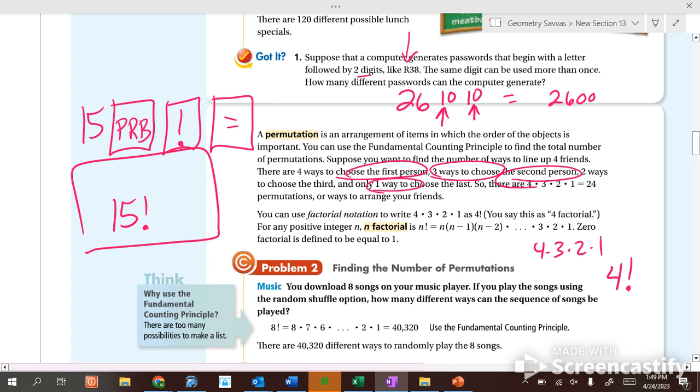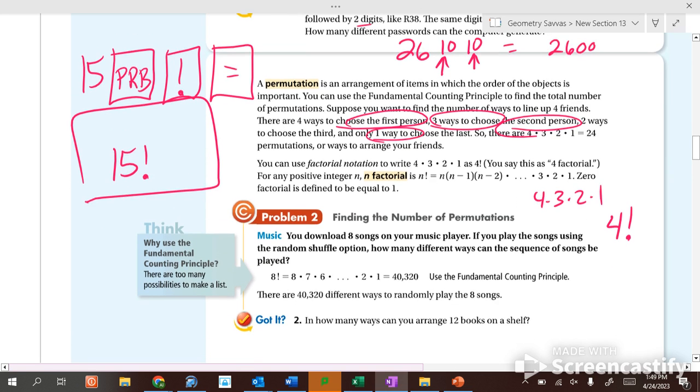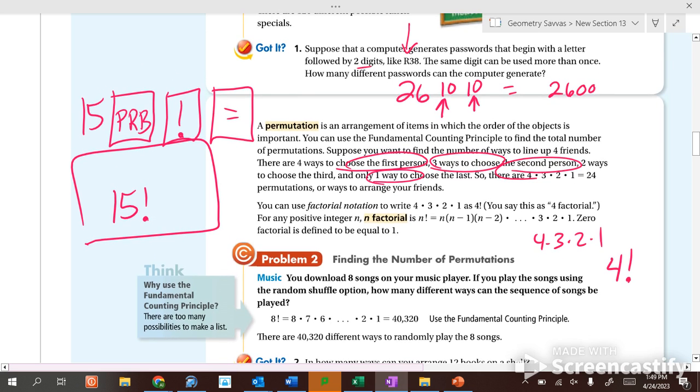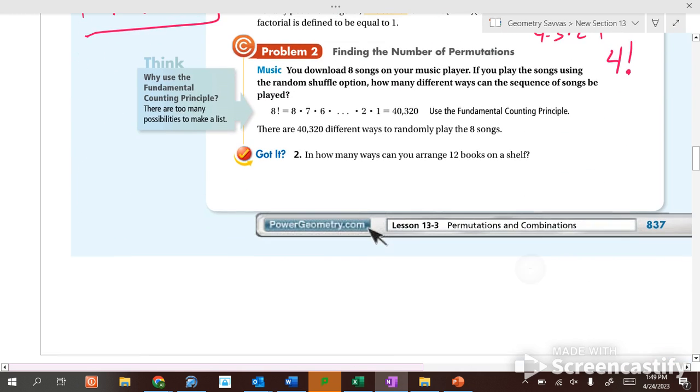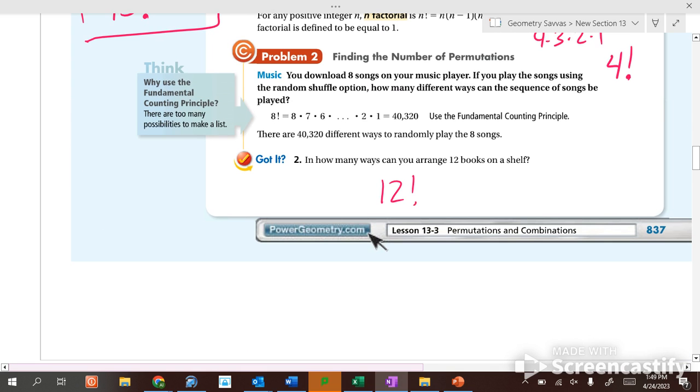Wow. 15 factorial is gigantic, right? Yeah. That's super gigantic. Okay. Let's take something smaller like 12 factorial. What's 12 factorial? I don't know how to say it. 479 million.